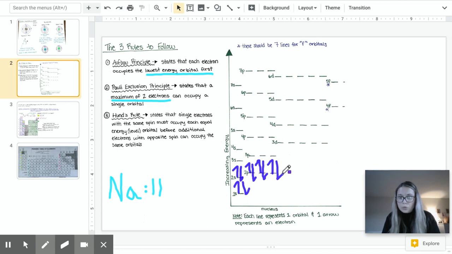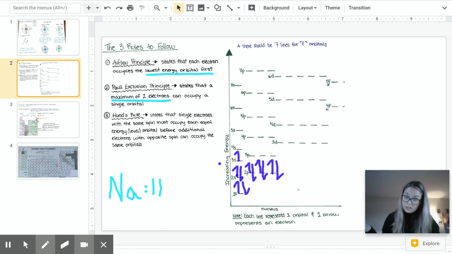So this is Hund's rule in action. All right, so we have 2, 4, 6, 8, 10. We have 10 electrons accounted for. Sodium has 11, so we're going to put that 11th electron here on our 3s. So this is the electron configuration and energy diagram for sodium.